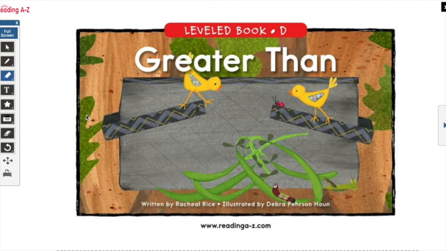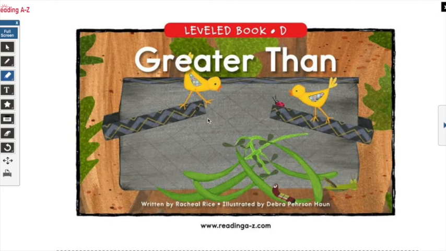So we'll read two books. First we're going to read the greater than book, and then we'll read the less than book. Follow along with me as we learn about what the terms greater than and less than mean, and we count objects and look at numbers to figure out how to use them.